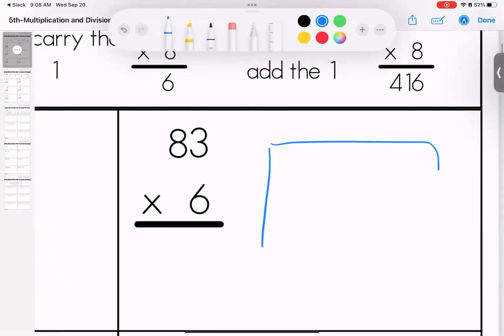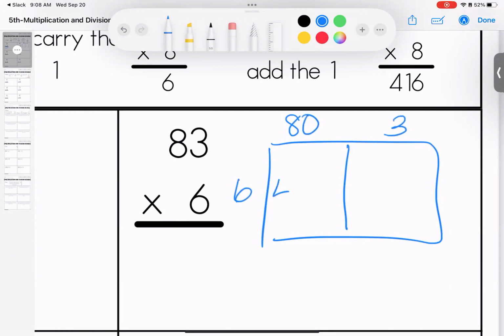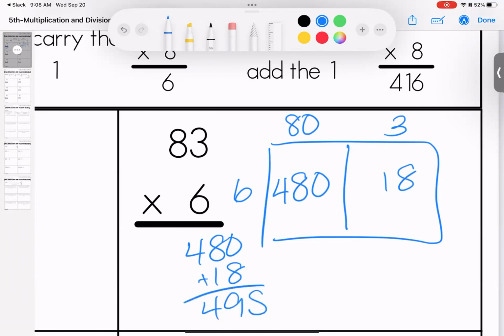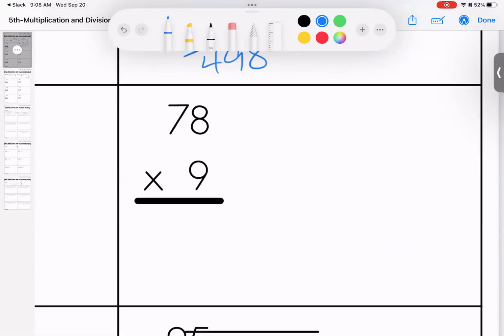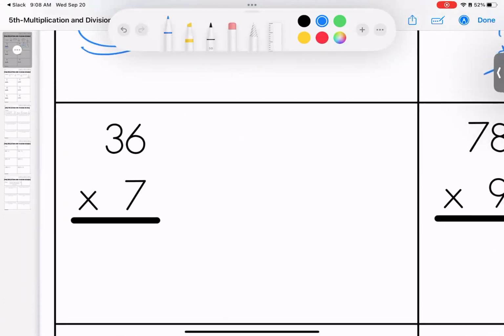Over here, let's box it. So 83 becomes 80, and 3 times 6. 6 times 8 is 48 with a 0. 6 times 3 is 18. If I stack and add these, I'm looking for 498.